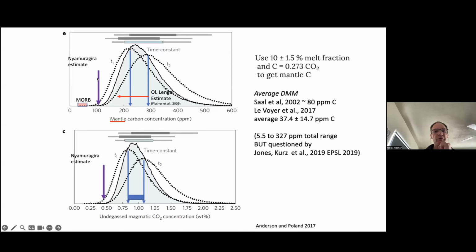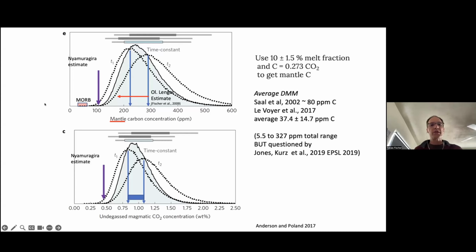And for Nyiragongo, it would be here about 100 ppm carbon in the source, right? So that 100 ppm carbon in the source translates to 4,000 ppm CO2 in the melt that degasses, assuming 10% melting. Again, we can make this much more complex and use melts and get these numbers. But in general, that's what you would expect.